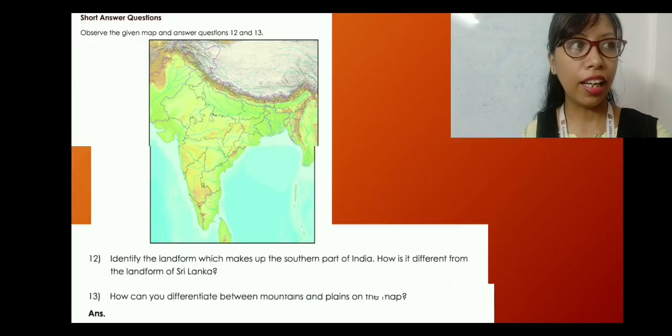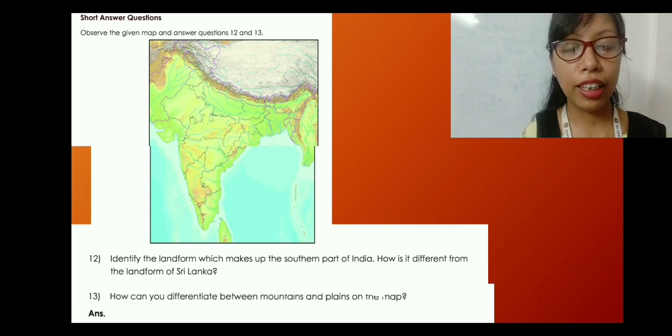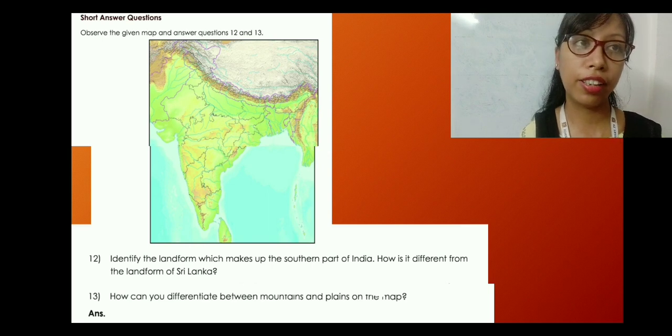Okay. Next we have short answer question. You have the map here. Observe the given map and answer questions 12 and 13. So this is the map of India. So question number 12 is identify the landform which makes up the southern part of India. How is it different from the landform of Sri Lanka?